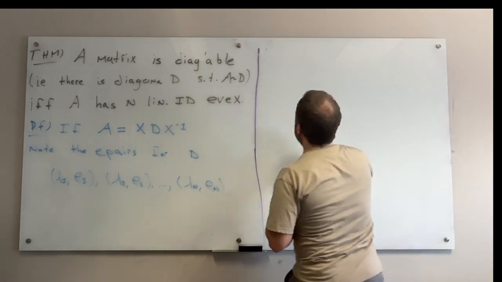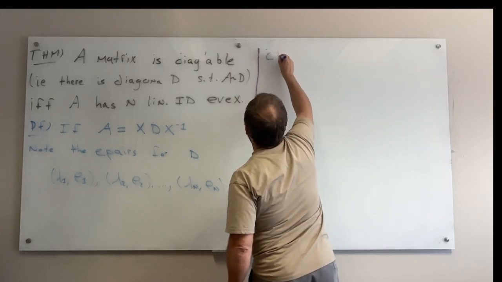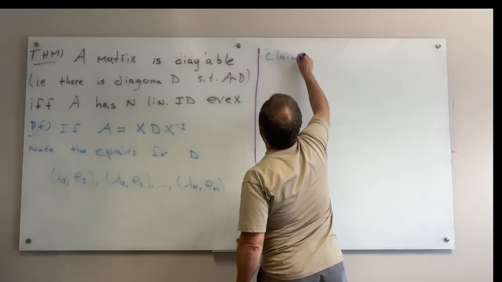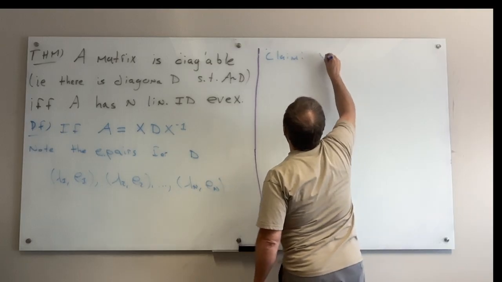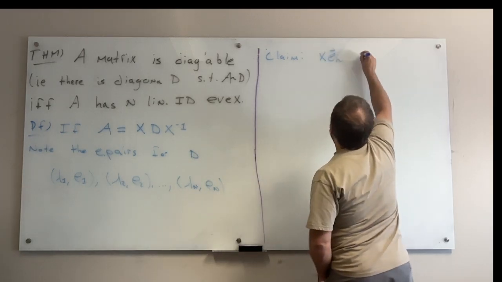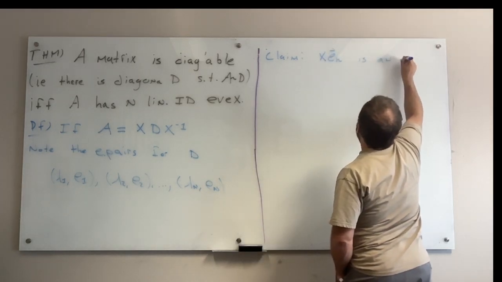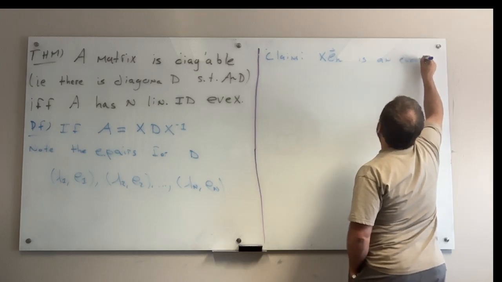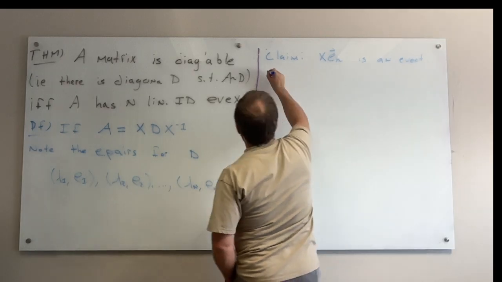Okay, now my claim is that x e_k is an eigenvector for A.